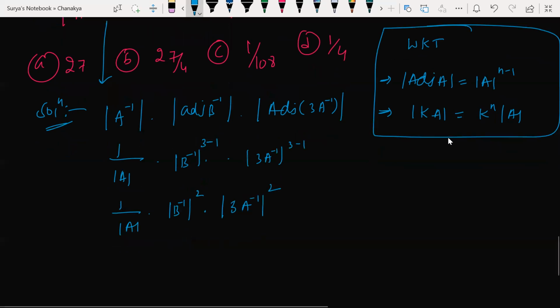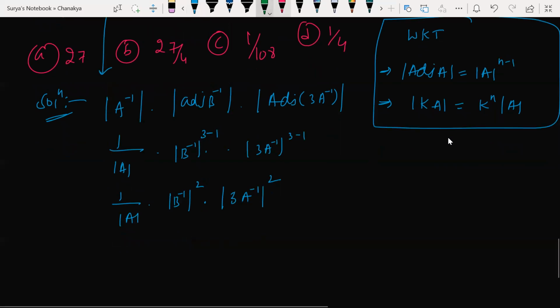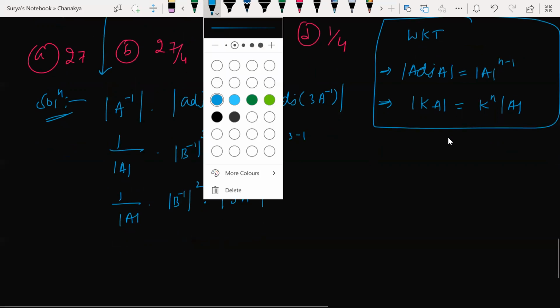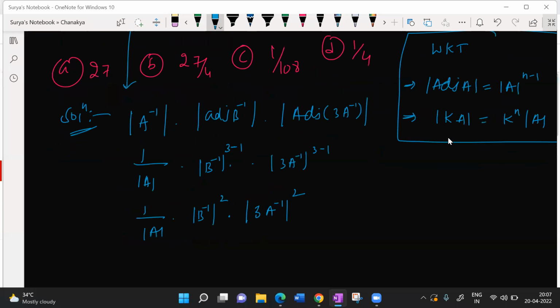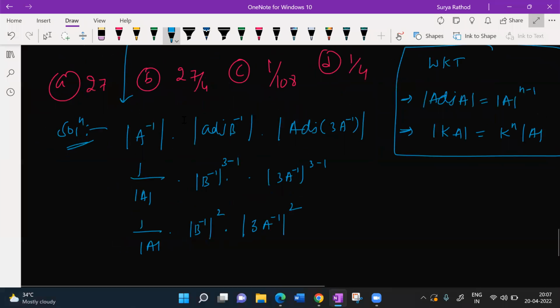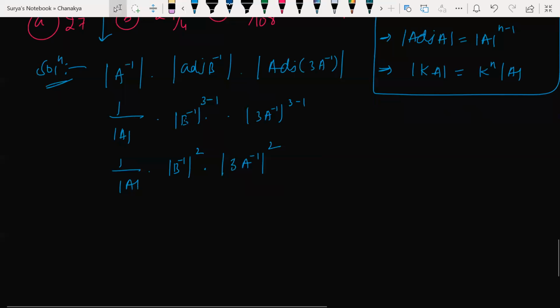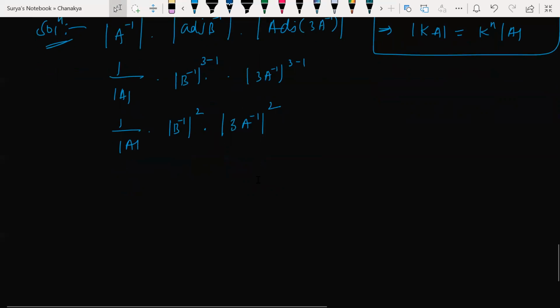Any doubts till this? I'm applying this property here, for this and for this. Hope it is clear. If you listen to the class properly, then only you get the point. If you're not listening to the class properly, beta, I'm sure it causes you a lot of trouble. So kindly do listen to the class and be active in the class. Until and unless you are active in the class, you will not be able to understand for sure.